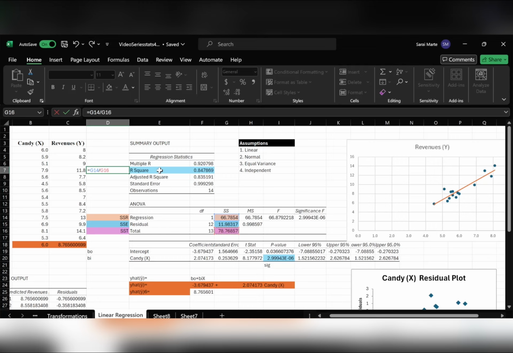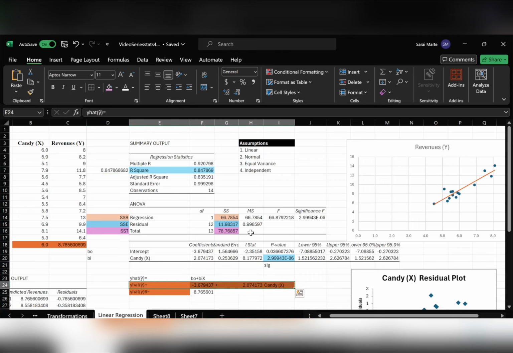So if you take the total amount of variation that can be explained over the total amount of variation that there is, then that gives you R squared, which is the proportion of the variation in y that can be explained by the relationship between x and y, aka the model, the equation. And so SSR over SST is your R squared.